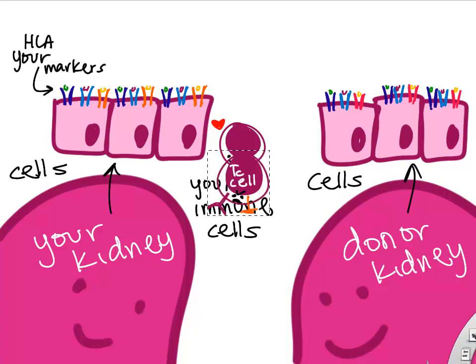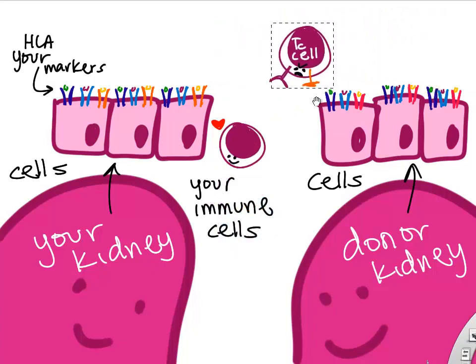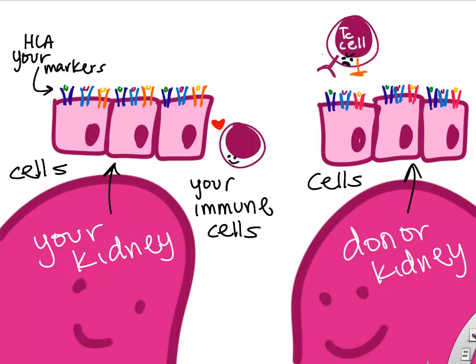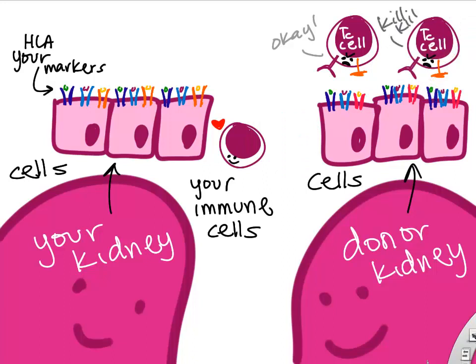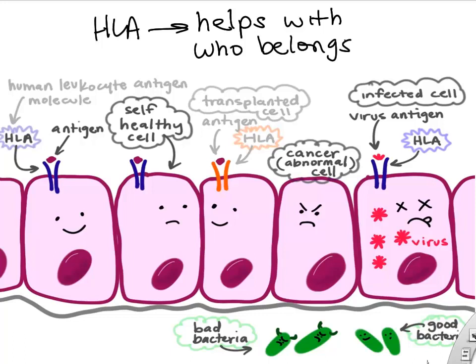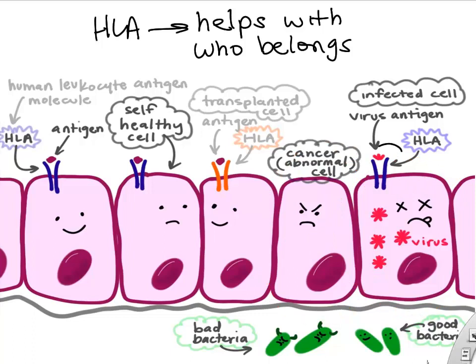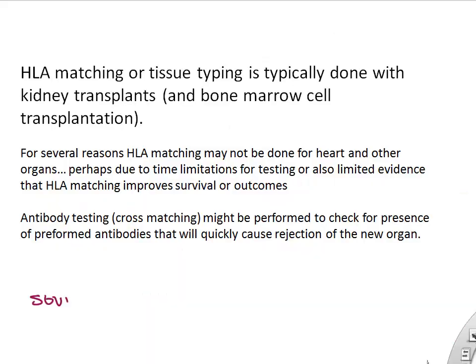So of course your immune cells like your own HLA markers and ignore them. And when they look at your donated kidney cell, hopefully they'll ignore them and tolerate them as well. But sometimes those cytotoxic T cells or antibodies can detect those markers and attack them. All right, so again, your HLA markers are going to help your immune system decide who belongs and who doesn't belong. Cancer cells don't belong. Virus-infected cells definitely don't belong, and so our immune system can take them out.